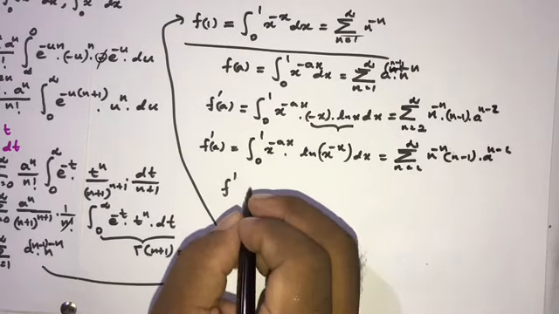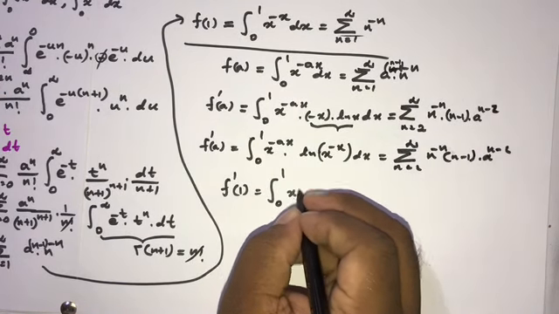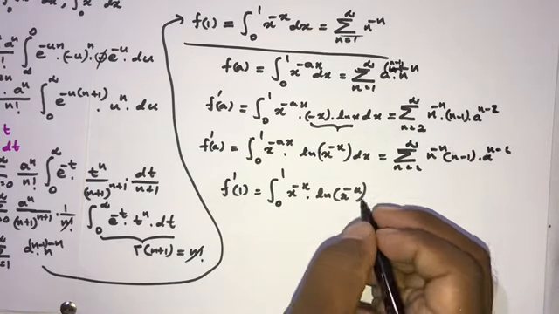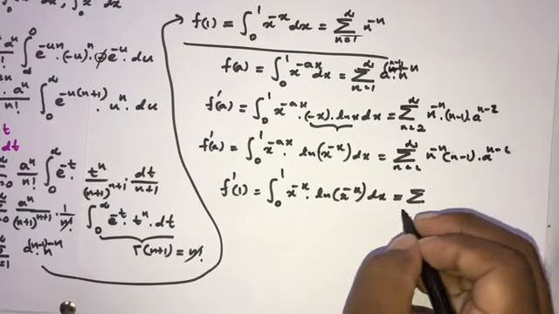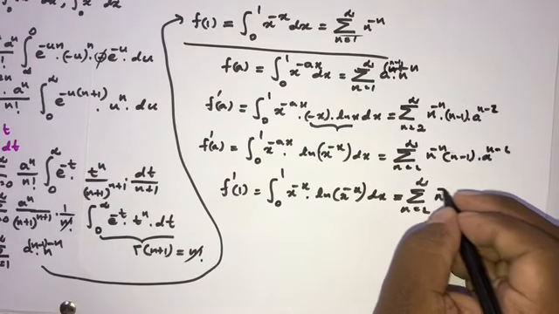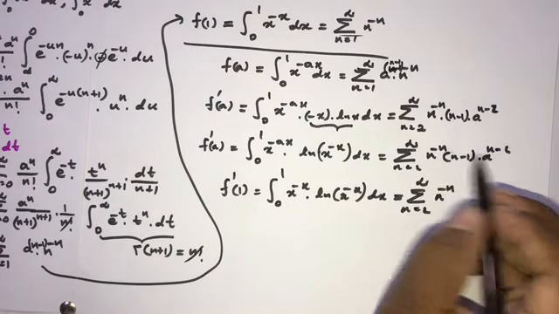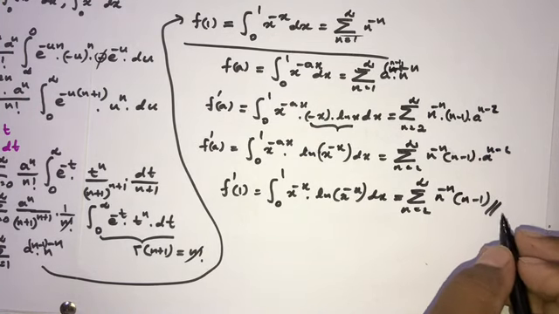So here f dash of 1 is equal to integral from 0 to 1 x to the minus x natural log of x to the minus x dx is equal to here we know n is equal to infinity n to the minus n times here we know this is 1, so n minus 1. Okay, this is the answer for this question.